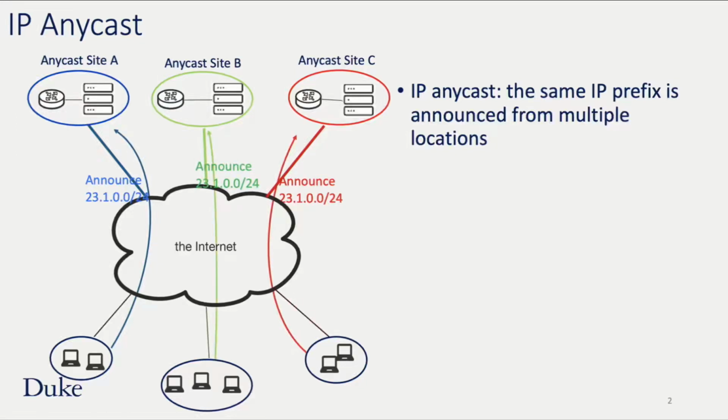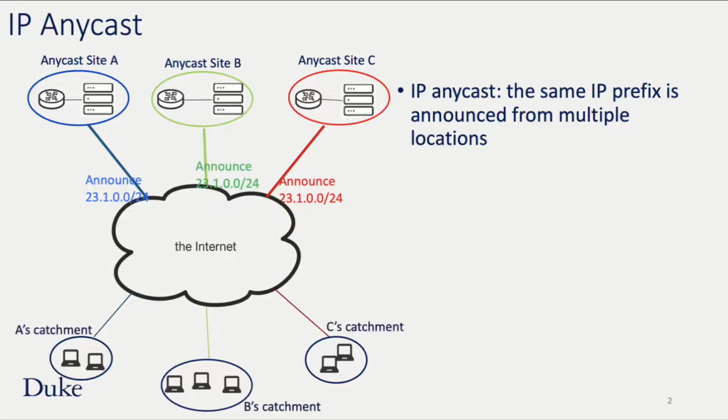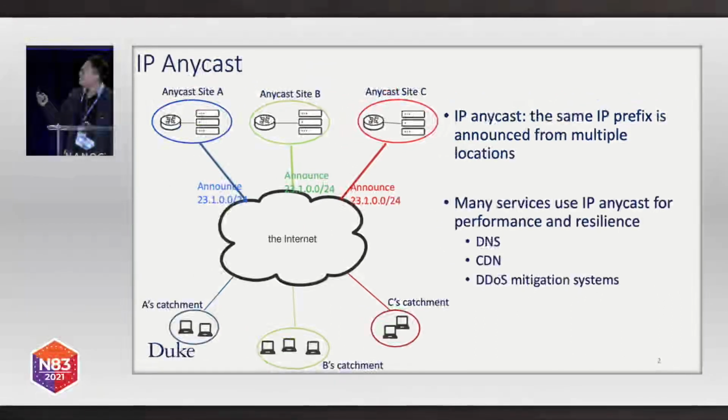For example, in this graph, after the BGP announcement converged, the whole internet got split into 3 different catchment areas. The hosts in different catchment areas will only send requests to their corresponding Anycast sites. Because of this specific feature, Anycast is adopted by many geographically distributed service providers. For example, DNS, CDN, and DDoS mitigation systems, most of them use IP Anycast to provide the service to improve their performance and resilience.